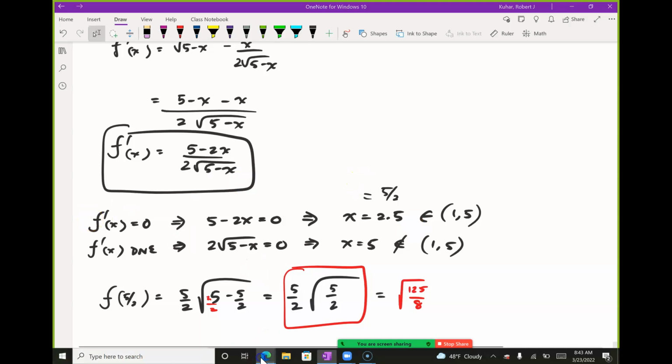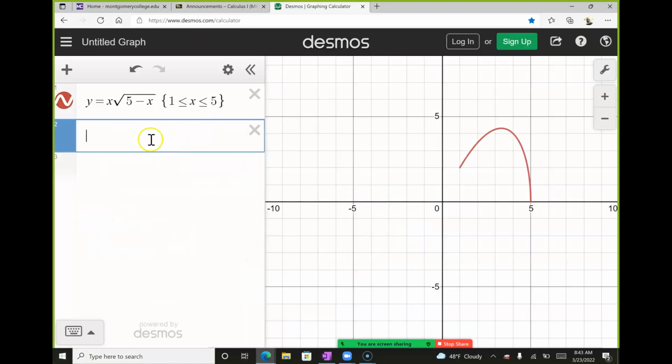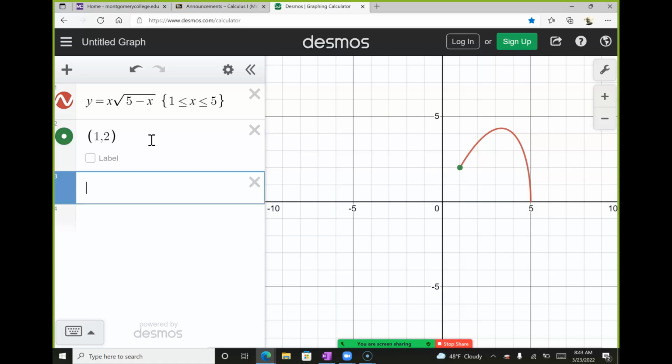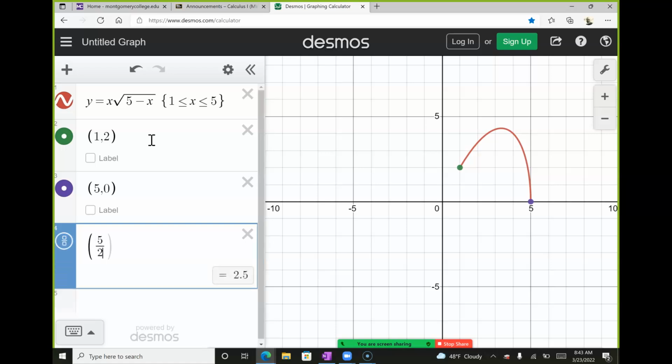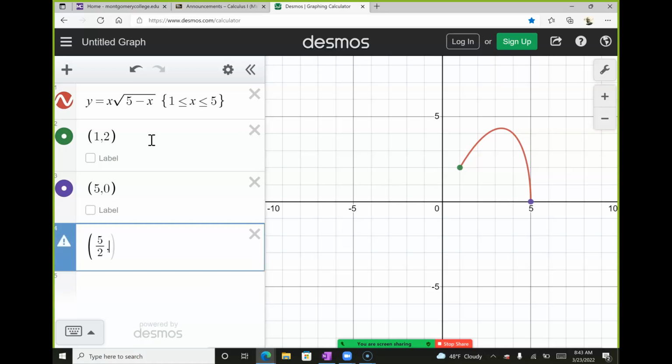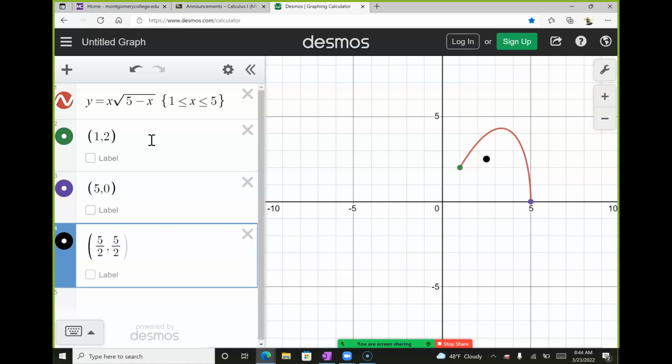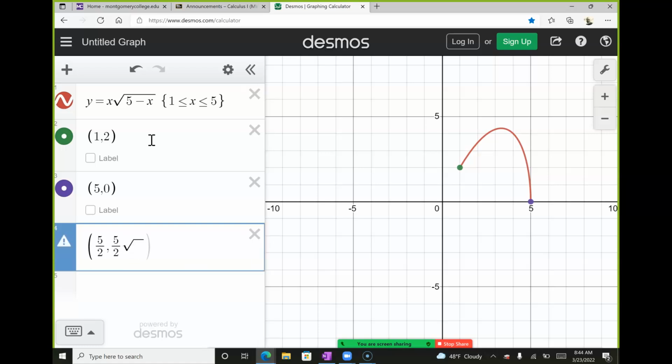So let's go to my graph. Right, I had 3 points. I had 1, 2. I had 5, 0. I had 5/2, comma 5/2 square root of 5/2.